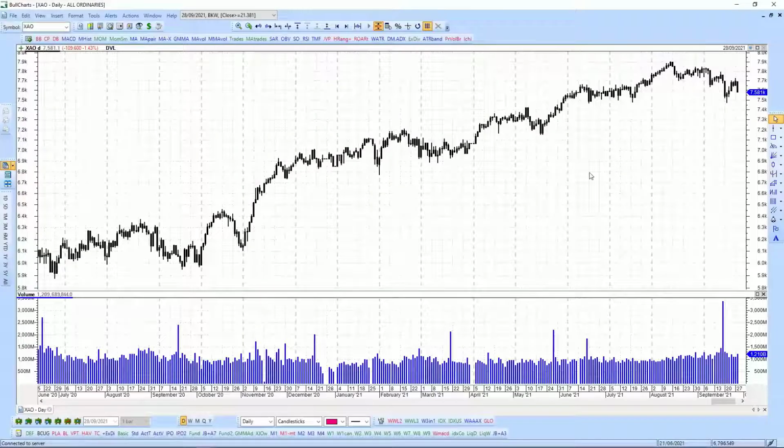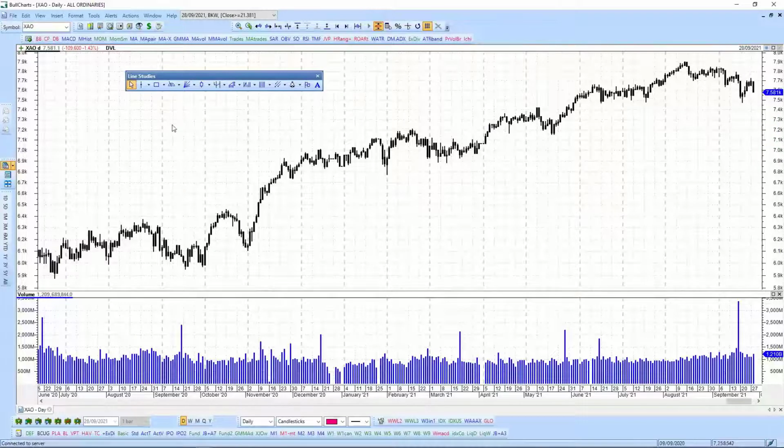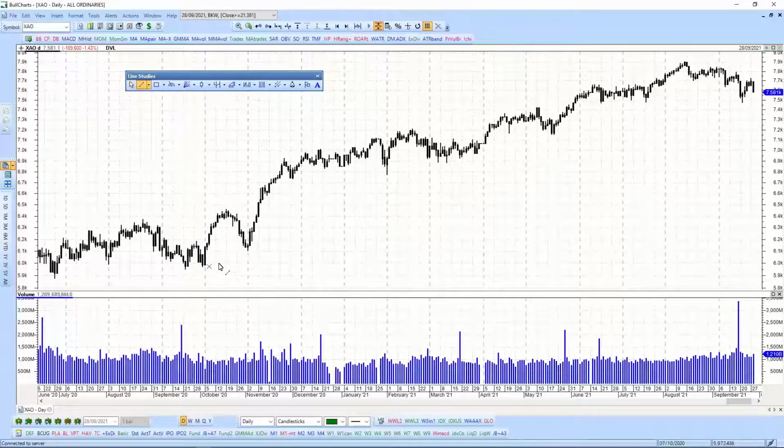Now, many of you are probably familiar with this. One of the toolbars that we've got usually docked on the left side of the screen, but I dock mine on the right-hand side, is the Line Studies toolbar. And one of the line options in here is the line interval. If we apply a line interval on the chart here, usually you can hover your mouse cursor over the line and a tooltip will pop up.